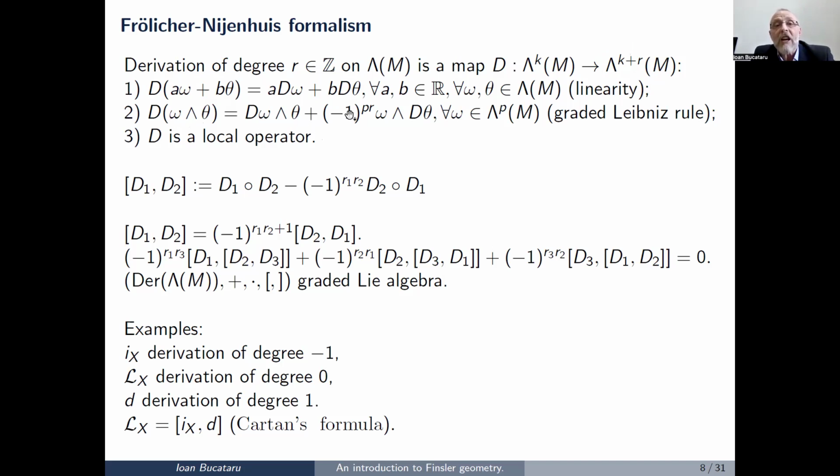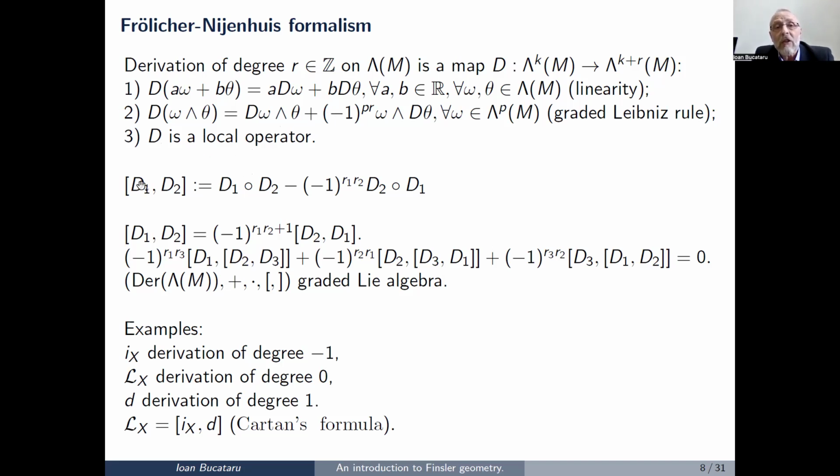It satisfies these Leibniz rules, derivations of the wedge product. So the product here is the wedge product. It satisfies this rule here. It's a graded Leibniz rule. And of course, you need this local property of the derivation. So we know what derivations of degree R are: they satisfy these three properties.